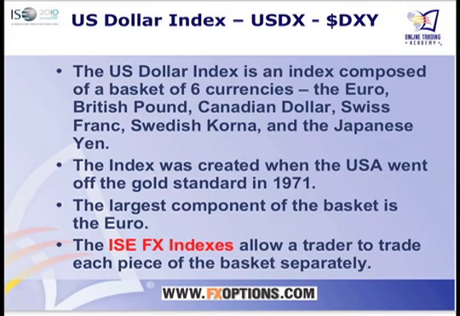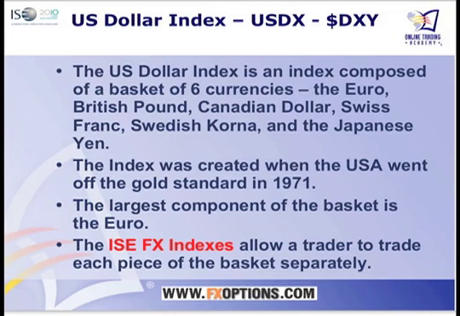So the dollar index is a basket of 6 currencies, which is the euro, the British pound, the Canadian dollar, Swiss franc, the Swedish krona, and the Japanese yen. The index was created in 1971 when the USA went off the gold standard. The largest component of it is the euro. And the ISE FX indexes allow you to trade each piece of this basket separately, which is great.